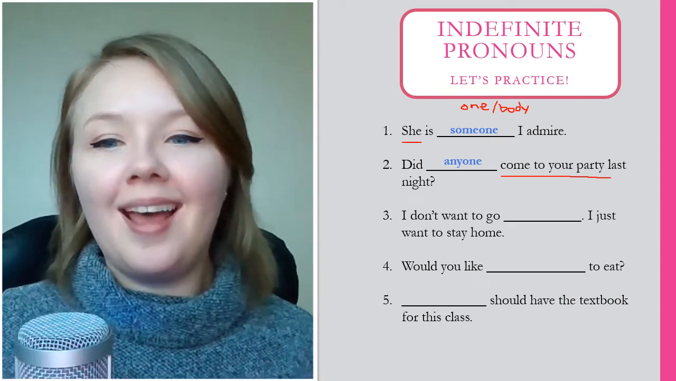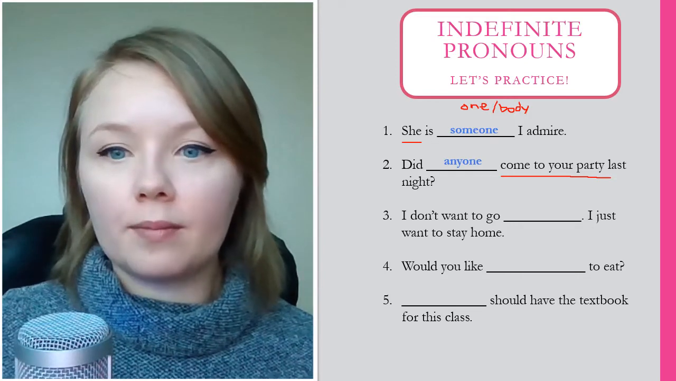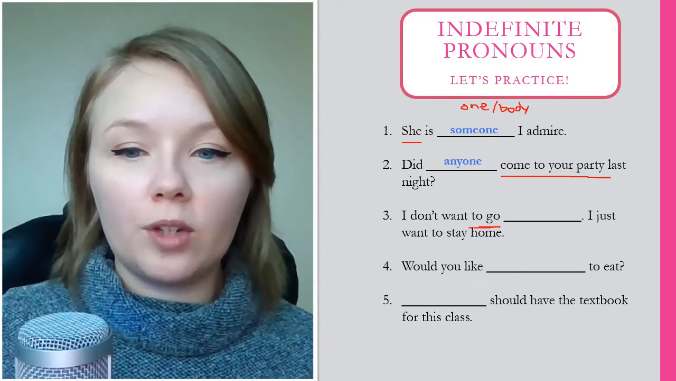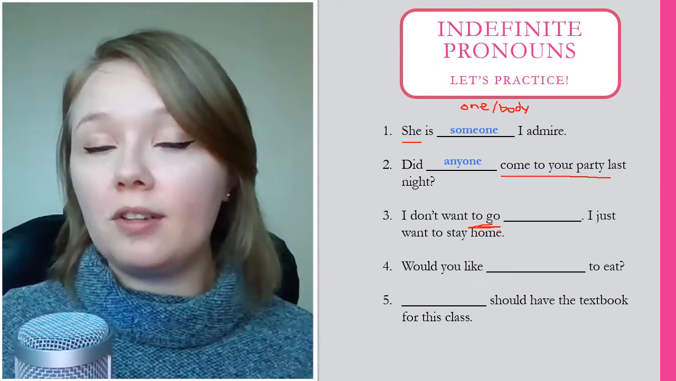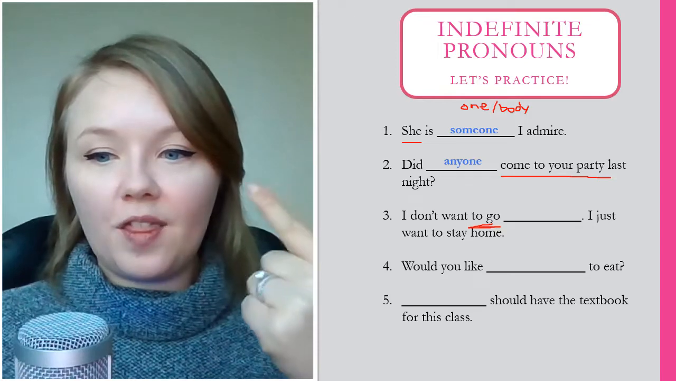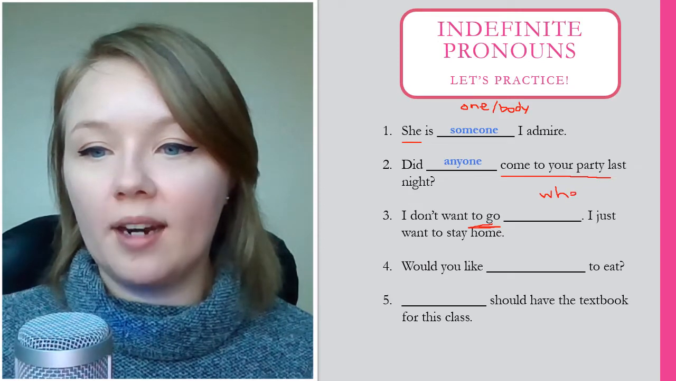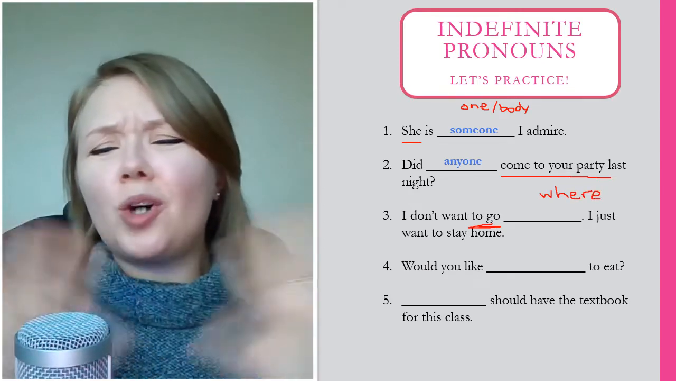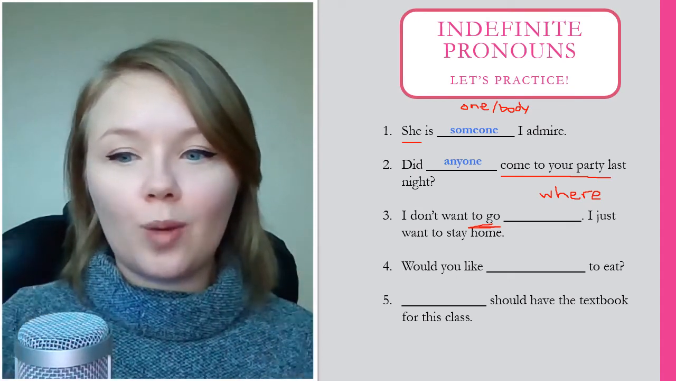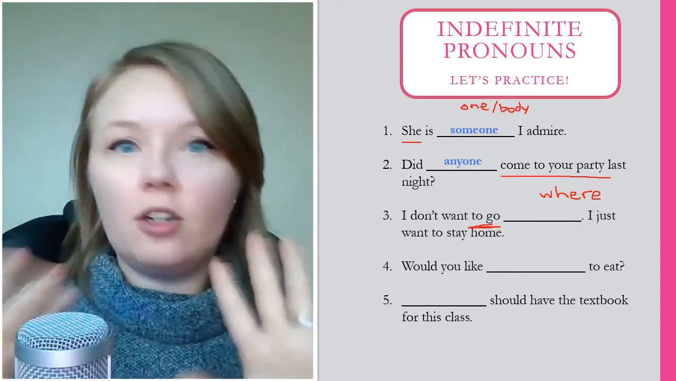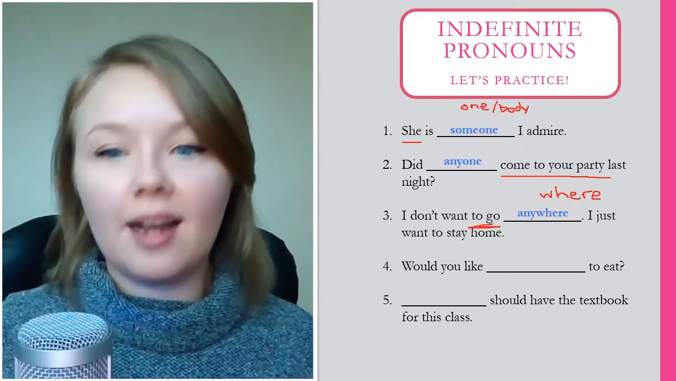Okay, number 3. I don't want to go blank. I just want to stay home. Okay, so we're looking at going. So we know it's a place, which means we use what? Would we use one, thing, or where for place? We would use where. Here, I don't want to go blank. I just want to stay home. So I don't want to go to any other place. No other place. I don't want to go anywhere. I just want to stay home.